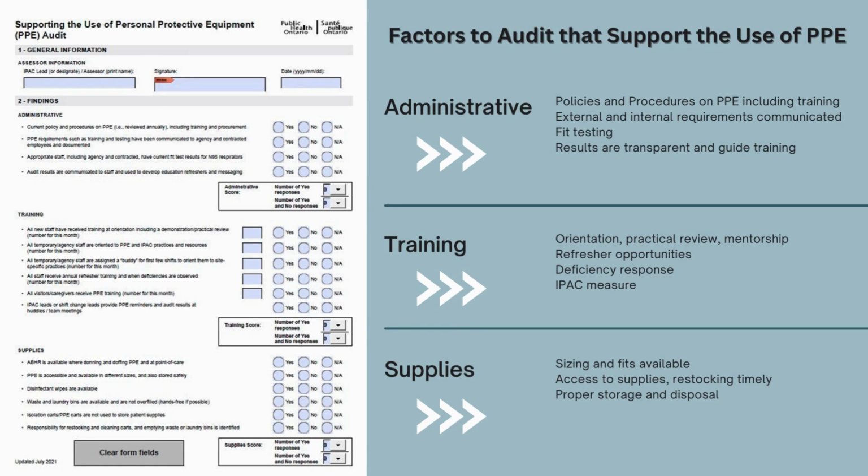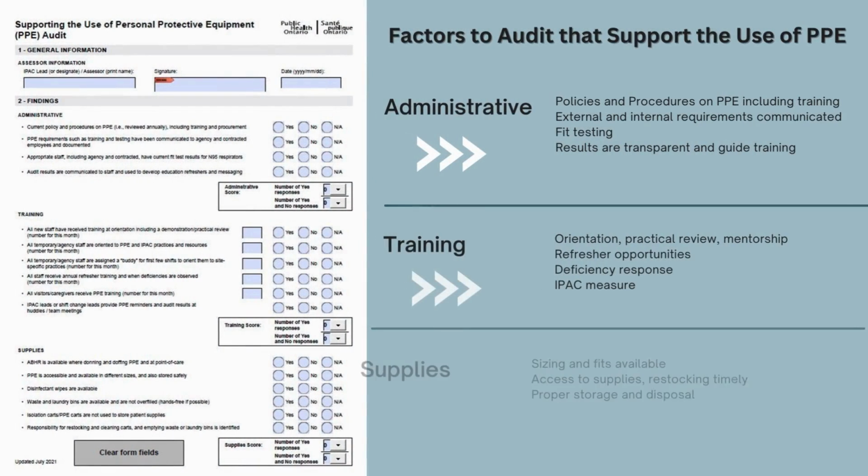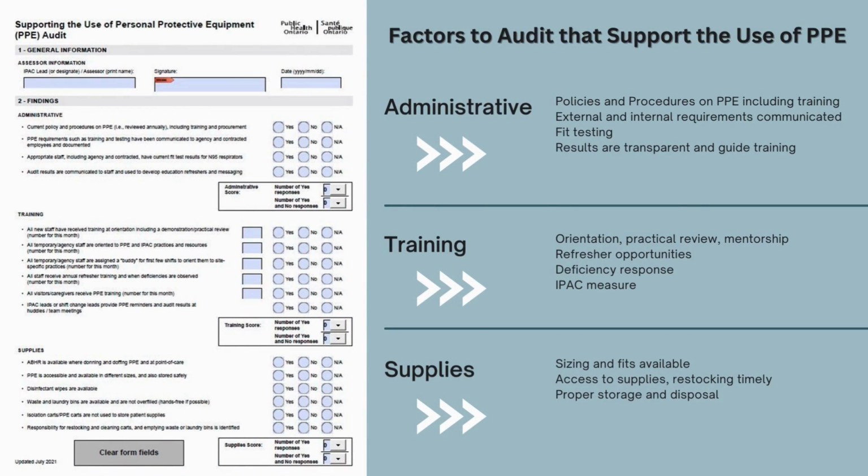The first factor is administrative. This would include existence of current policy and procedures on PPE, for example, if they're reviewed annually, including training and procurement. It would include PPE requirements, such as training and testing being communicated to possible contractors and documented. Staff and contractors have current fit test results for N95 respirators, and audit results are communicated to staff and used to develop monthly education refreshers and messaging.